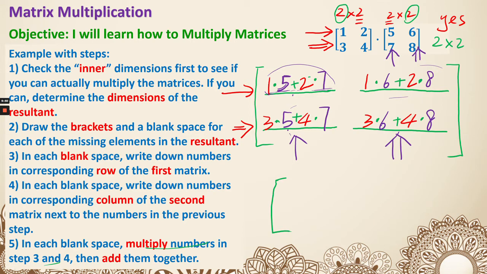1 times 5 plus 14, that is 19 in the first space. 6 plus 16, that is 22 in the second space. 15 plus 28, that is 43 in the third space.